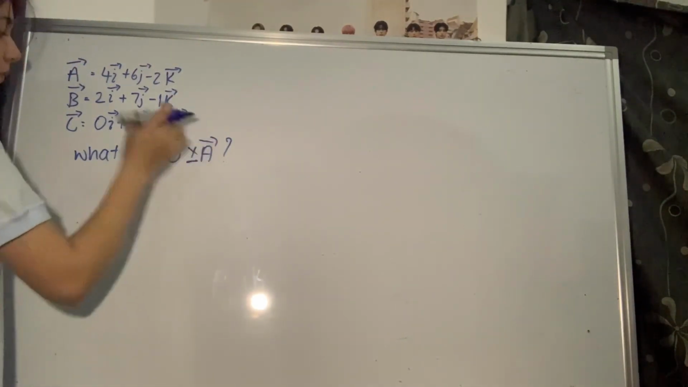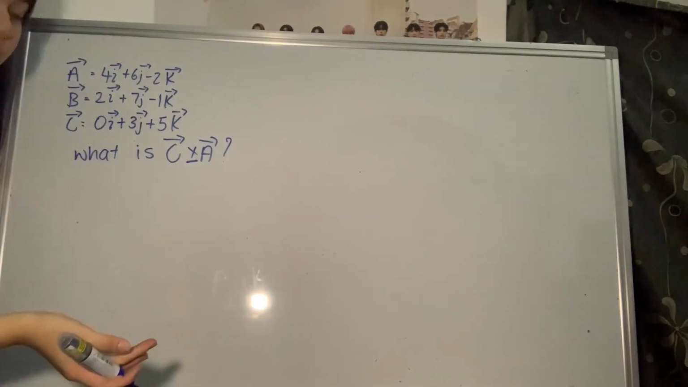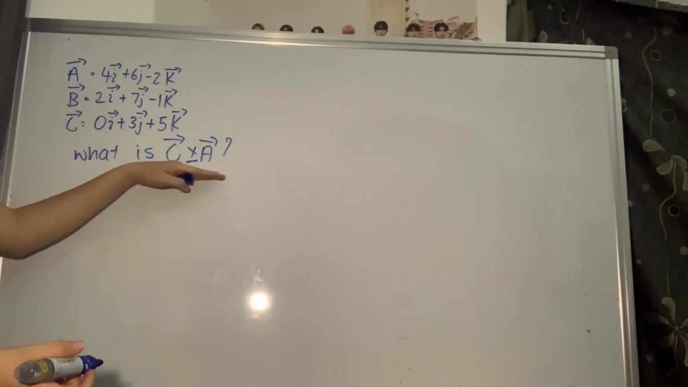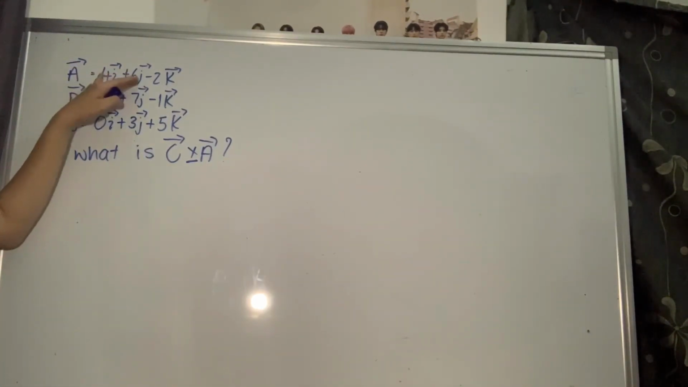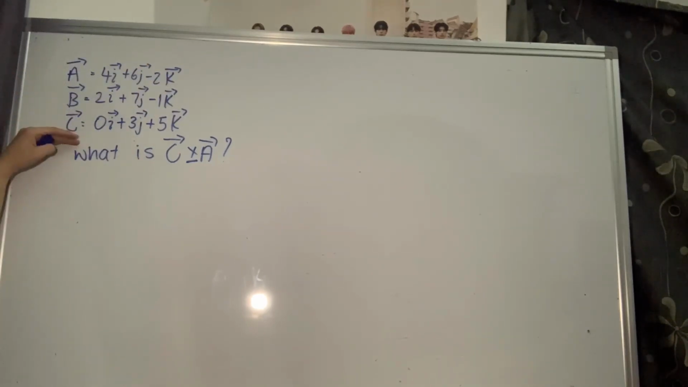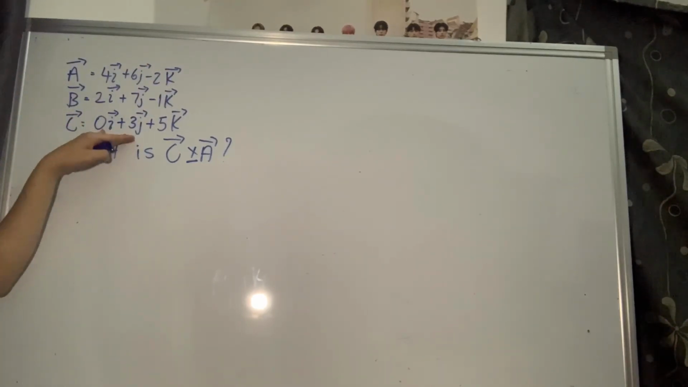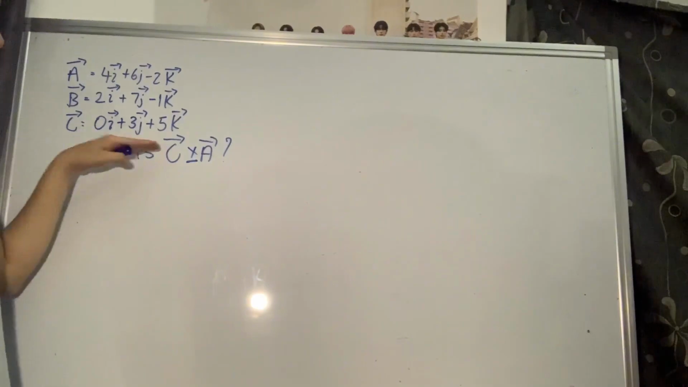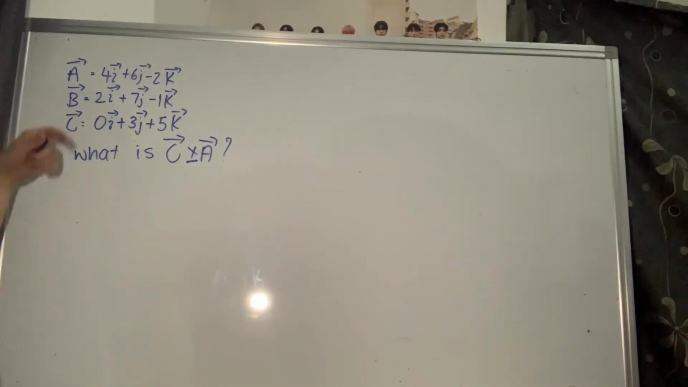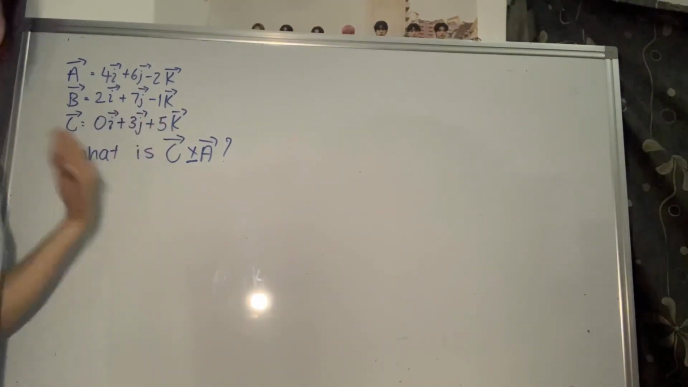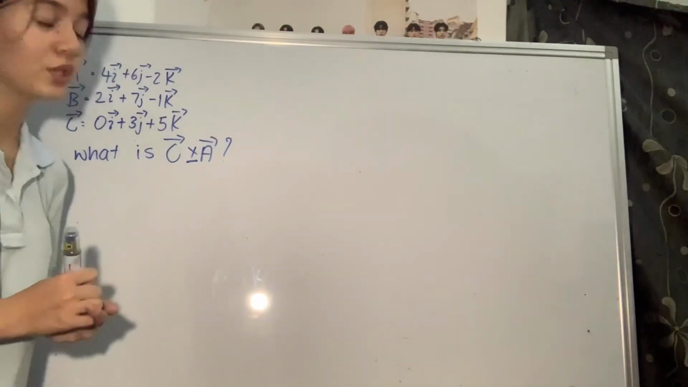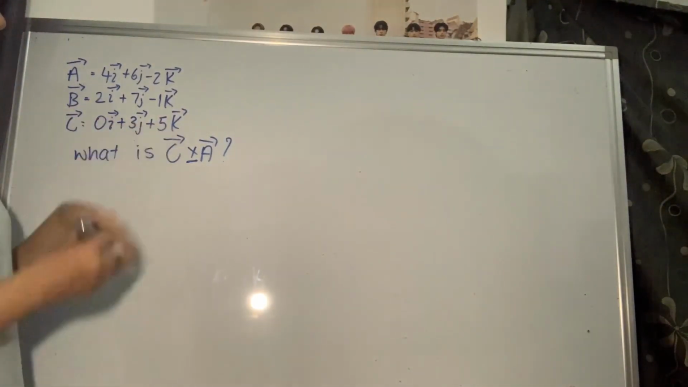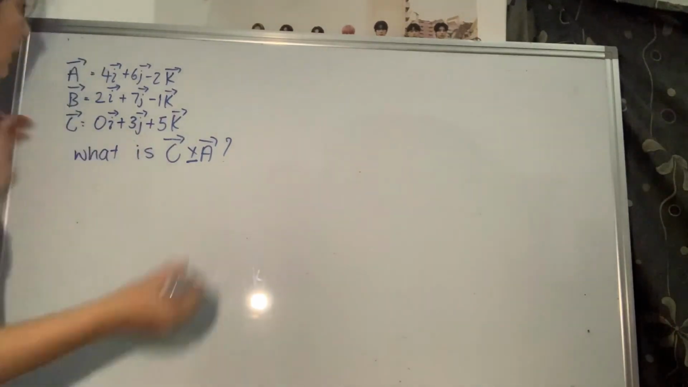So our coordinates that we have today, we will only be taking vector C and A, although we have A, B, and C. Vector A is 4i plus 6j minus 2k, and vector C is 0i plus 3j plus 5k. I, j, and k are the respective representations of x, y, and z. So we can write it in a different form like this.